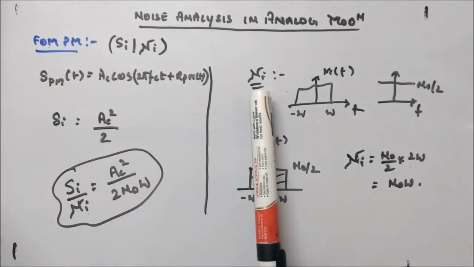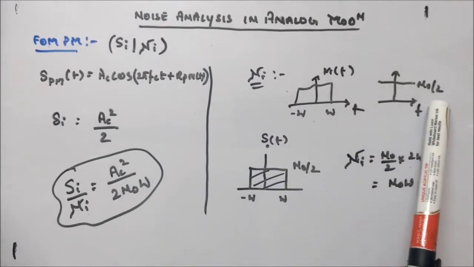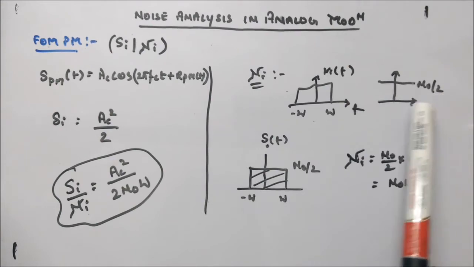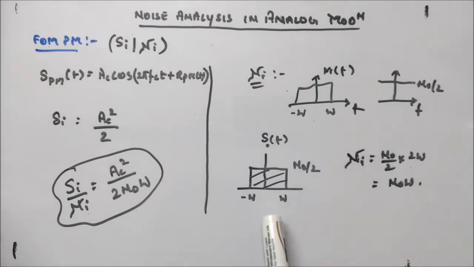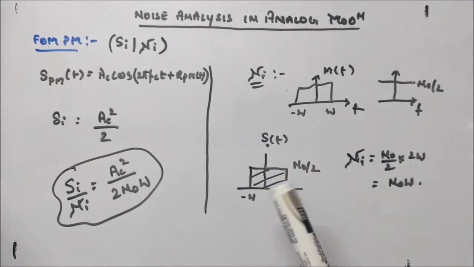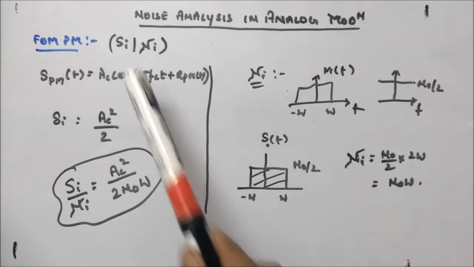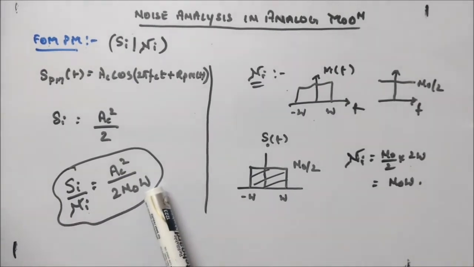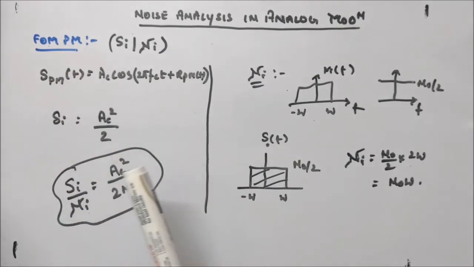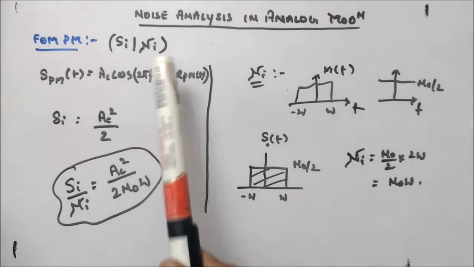Similarly, if you calculate NI, you will have a message signal from -W to W, and the power spectral density of noise will be N0 by 2 for all frequencies. So at the output, the N0 by 2 will be taken over the message bandwidth, and if you calculate the area under the curve, you will get N0 W noise power. So SI divided by NI comes out to be Ac² divided by 2 N0 W, which was the same as in the FM case also. The only change we will see is in S0 divided by N0.